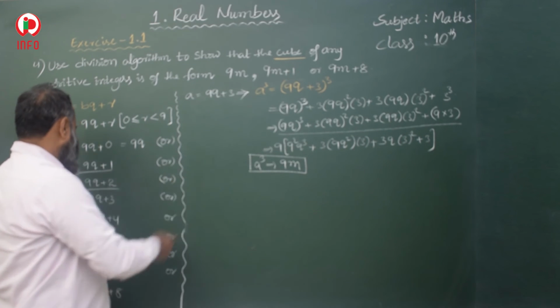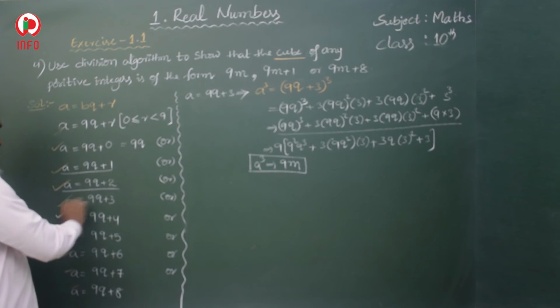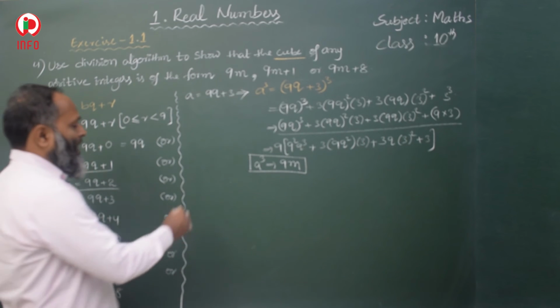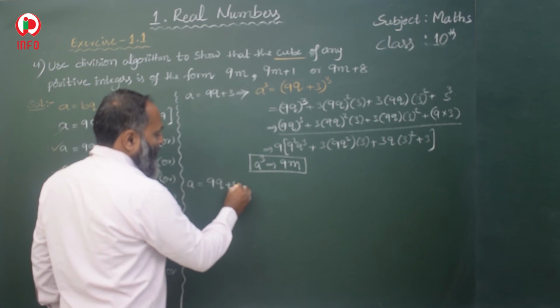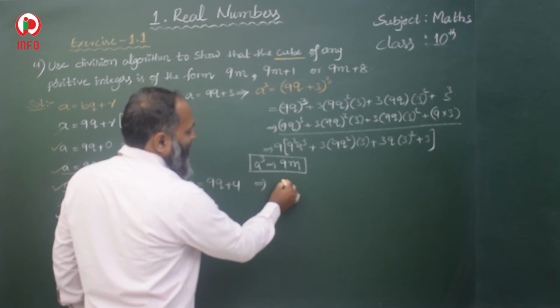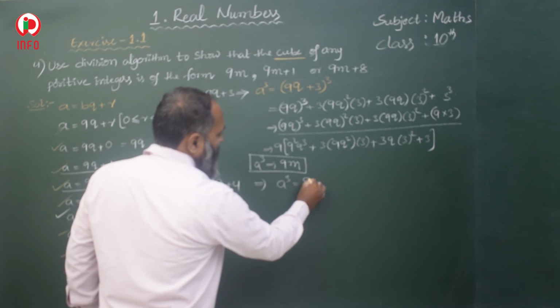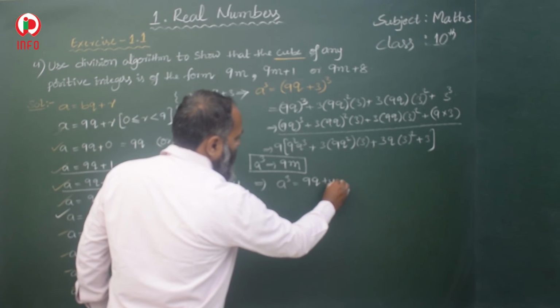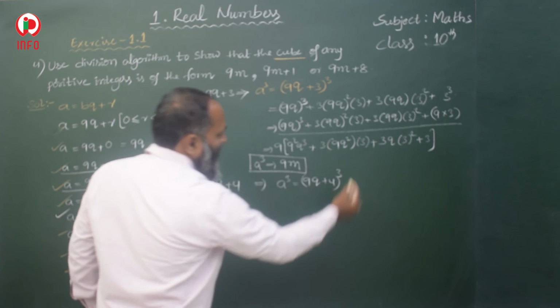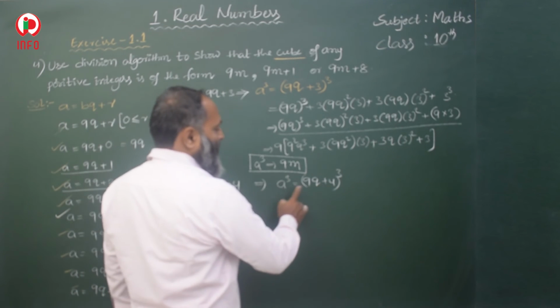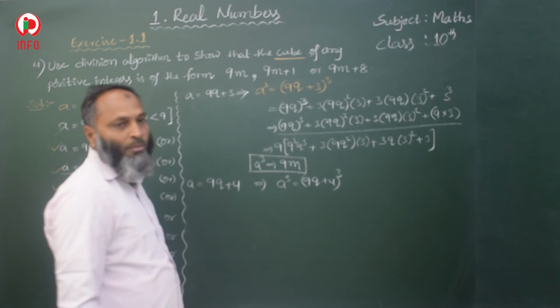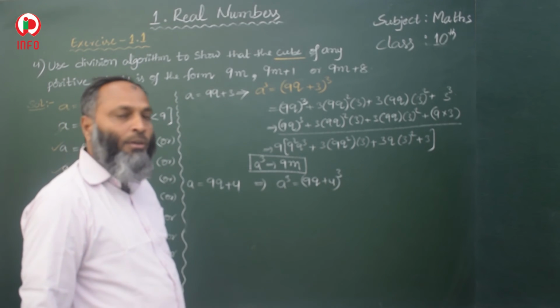Now we should take a is equal to 9 cube plus 4. Now cube on both the sides, that is a cube is equal to 9 cube plus 4 whole cube.